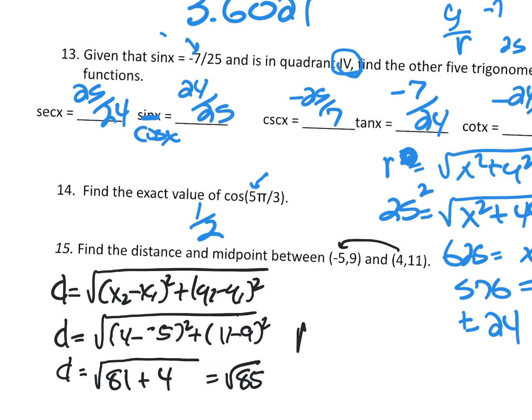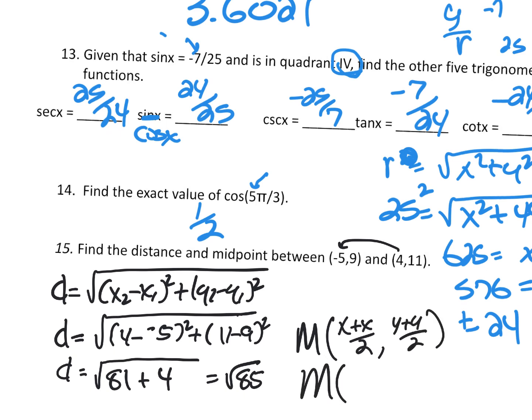Your midpoint. Your formula for midpoint is you add your x's, divide by 2. You add your y's, and you divide by 2. So this is the easier part. If I add negative 5 and 4, that gives me negative 1 over 2. Guys, that's it. Do your y's. 9 plus 11 is 20. 20 divided by 2, 10. And there you have it. That's 15.